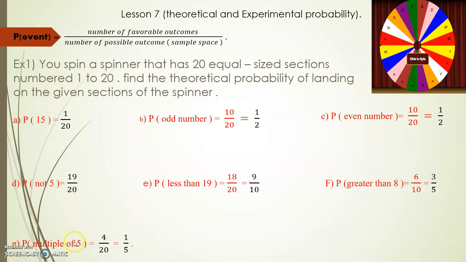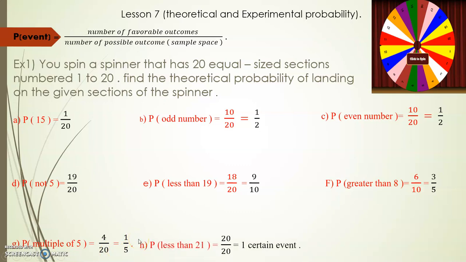So when we look for multiples of 5, you will find the first one is 5, then 10, then 15, then 20. So when you count 1, 2, 3, and 4, it will be 4 out of 20. Try to put it in the simplest form, 4 out of 20. So 4 divided by 4 equals 1, 20 divided by 4 equals 5.